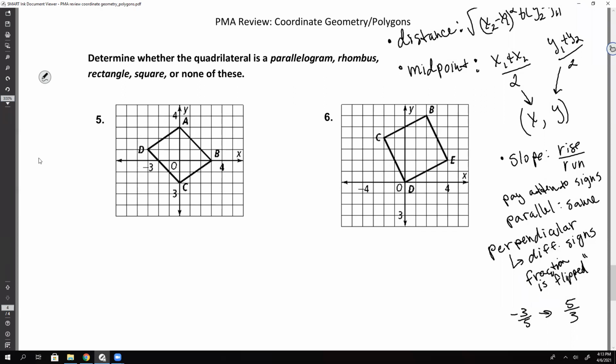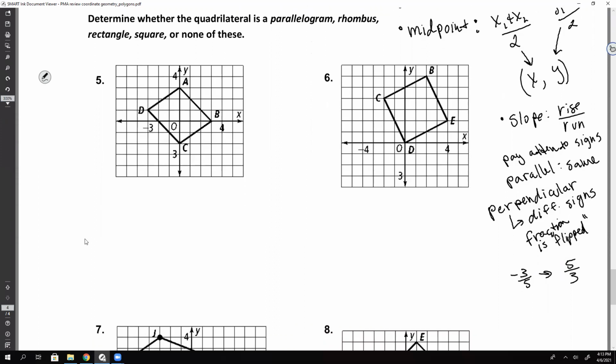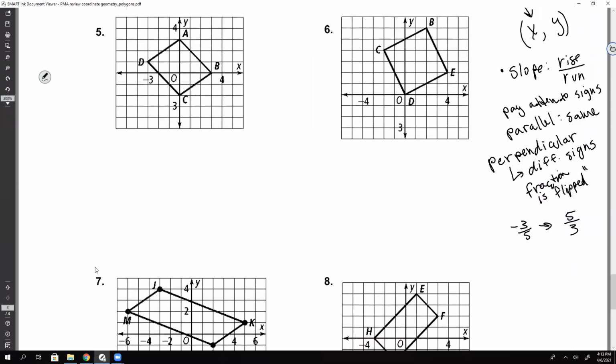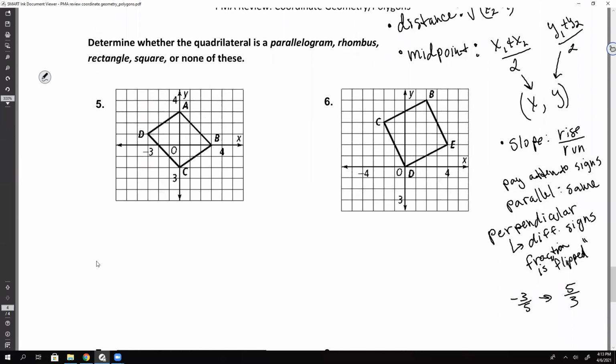The main thing for slope is you're checking to see if the opposite sides are parallel. And then if you think it's either a rectangle or a square, you're looking for the corners to be 90-degree angles. And then if you think it's a square or a rhombus, you're looking for the diagonals to make right angles as well. So a few things that you need to look for to prove one way or the other. So I'm going to look at number 5 here. I'm going to use slope to help me see if opposite sides are parallel and go from there.